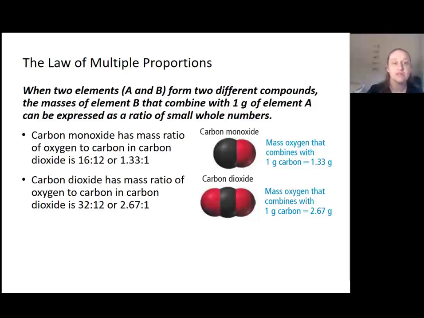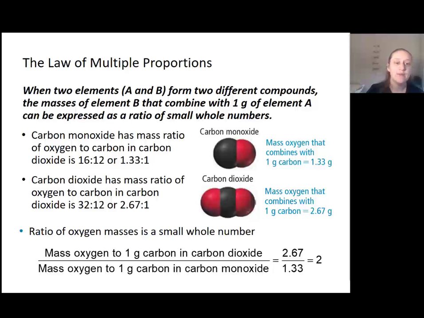We can reduce those numbers by dividing by 12, and we get 1.33 to 1 for carbon monoxide and 2.67 to 1 for carbon dioxide. If we take the ratio of those two numbers, we get a small whole number ratio. This is the illustration of the law of multiple proportions.